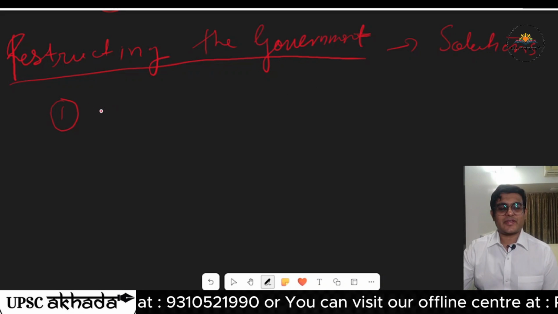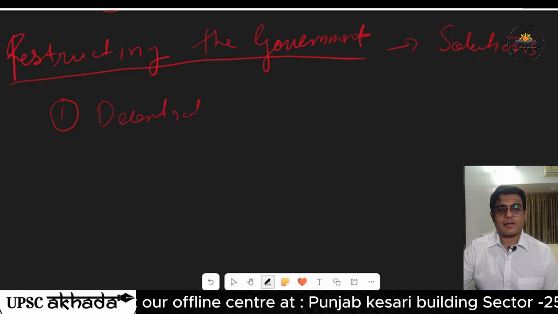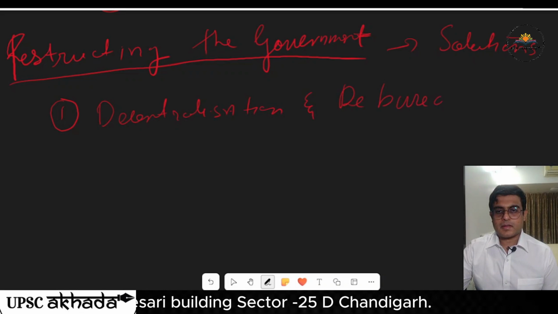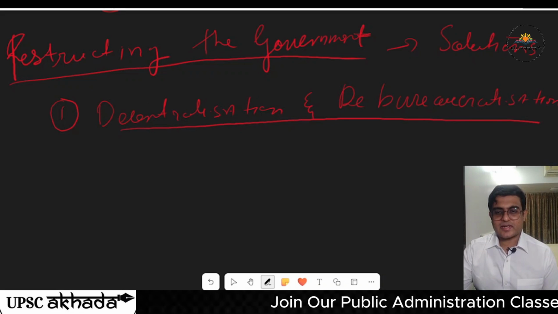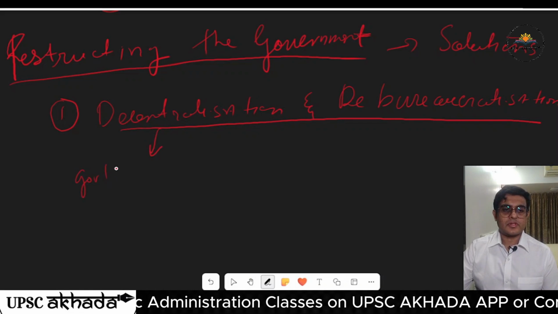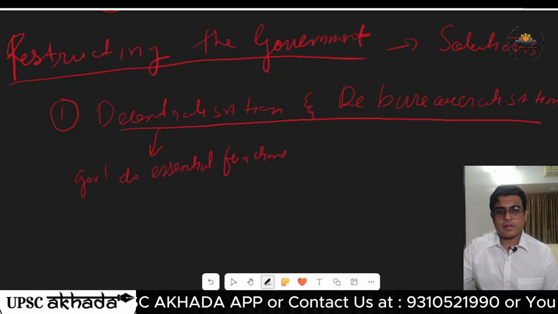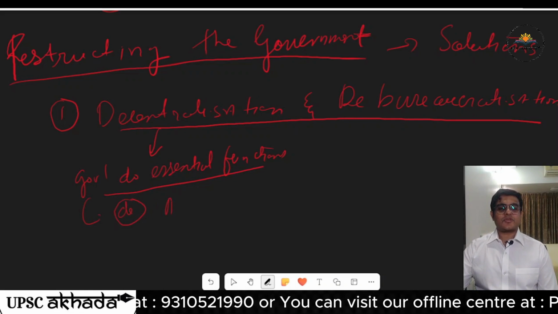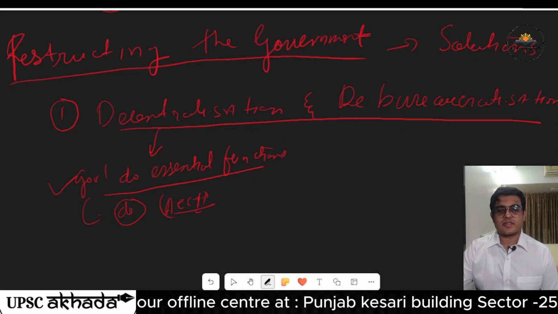Yes, the solution is the famous solution every thinker and every concept gives: decentralization and debureaucratization. This is the solution he has identified. In decentralization, he says government should do only essential functions, and the rest should be decentralized or delegated. ARC2 also talks about this. The government functions should be only essential ones.